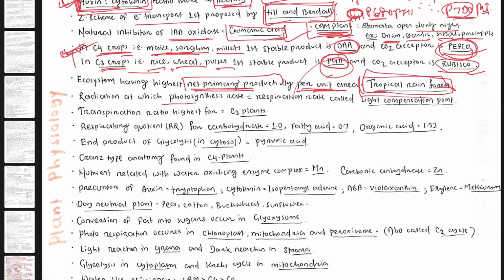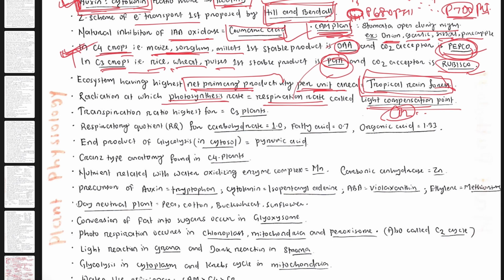Radiation at which photosynthesis rate is equal to respiration rate. The radiation means radiation intensity, the solar radiation intensity at which photosynthesis rate is equal to respiration rate, is known as the light compensation point. Same case in carbon dioxide compensation also. At that carbon dioxide concentration, when the rate of photosynthesis is equal to the respiration rate, that is known as the carbon dioxide compensation point.